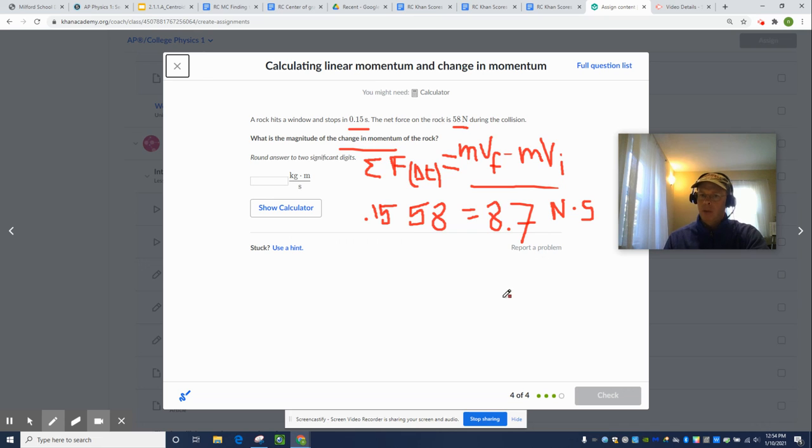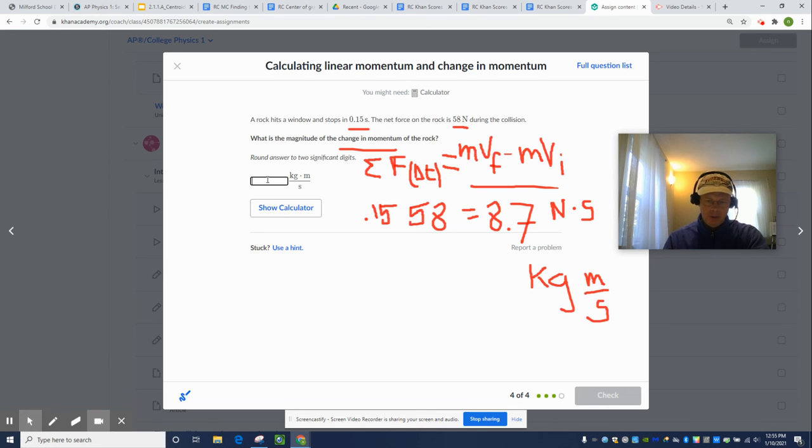We have 8.7 Newton seconds, or you could say it in the language they're looking for, 8.7 kilogram meters per second. With this force applied over this time, you could change the momentum of 8.7 kilograms by 1 meter per second, or you could change the momentum of 1 kilogram by 8.7 meters per second.